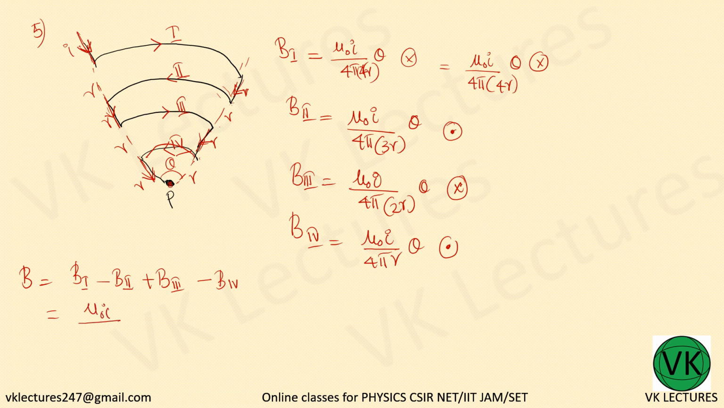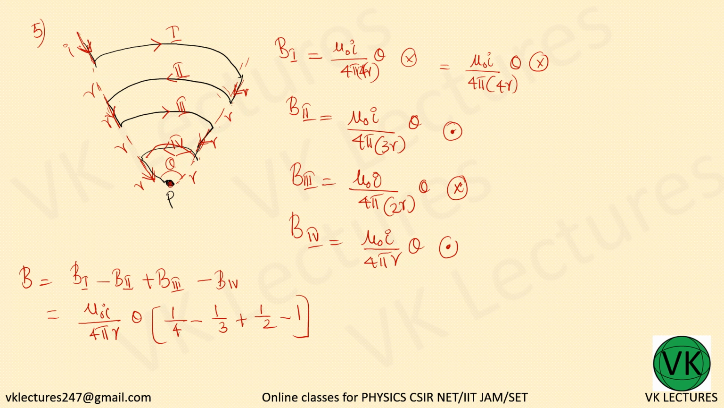I by 4 pi is common in all these things, and theta is also common, and r is also common. Into, in the first one, what is remaining? 1 by 4 is remaining. So that is 1 by 4 minus, in the second expression, what is remaining? 1 by 3 is remaining, so 1 by 3 plus, in the third expression, 1 by 2, and in the fourth expression, 1 only.